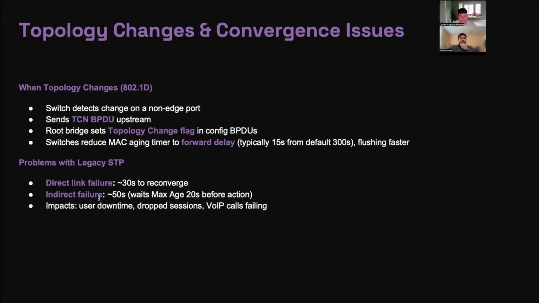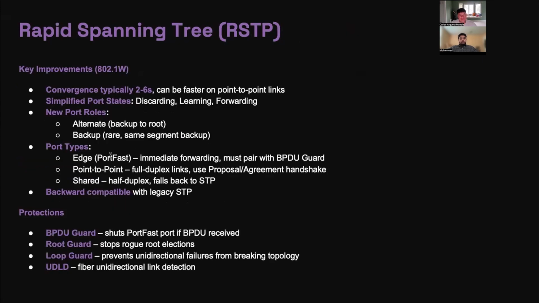So this is why enterprises today move to rapid spanning tree, which significantly lowers the convergence time. And also, there are other redundancy technologies that we use once we get into link aggregation and so on, which we'll talk about in future videos. So with RSTP, Mohammed, can you give us what the key improvements are with this?